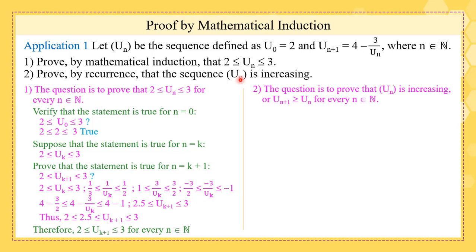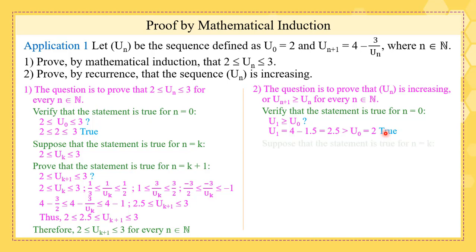Let's see the solution. Well, the question is to prove that un is increasing. In other words, we need to prove that un plus 1 is greater than or equal to un for every n. Verify that the statement is true for n equals 0, so we need to prove that u1 is greater than or equal to u0. Well, u1 from here is 4 minus 3 over u0, which is 2.5, and this is greater than u0, which is 2, so the first statement is true.